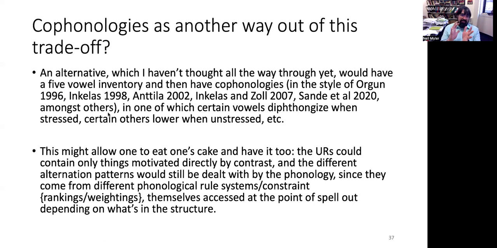In one of those cophonologies, certain vowels diphthongize when stressed, certain others lower when unstressed, and so on. And then there's another cophonology where those don't happen. That might allow you to eat one's cake and have it too. So the underlying representations in an analysis like that could contain only things motivated directly by contrast. So the underlying system could be just the same as the surface vowel system, the 5-vowel system. And then the different alternation patterns would be dealt with by the phonology because they come from different phonological rule systems or constraint rankings, accessed at the point of spell out, depending on what's in the structure.